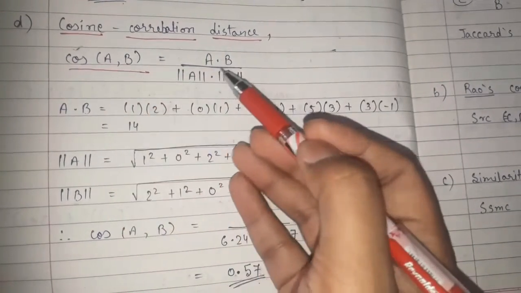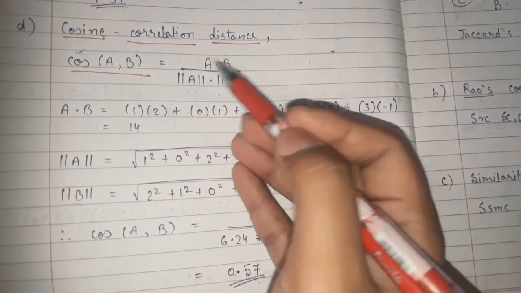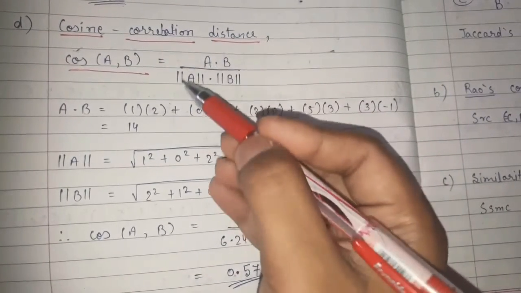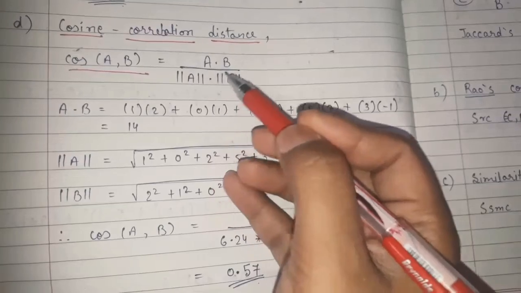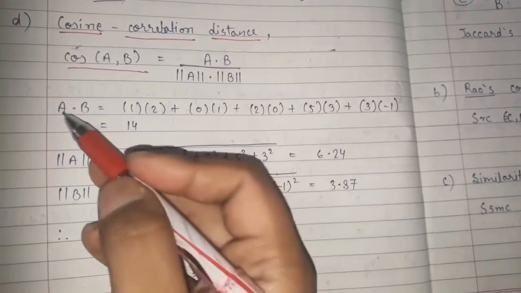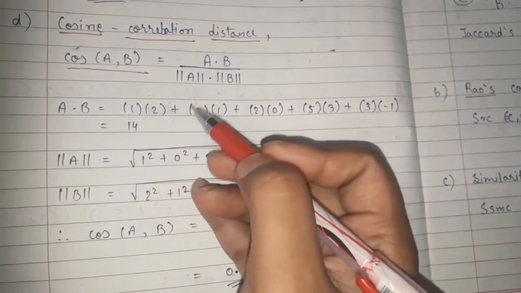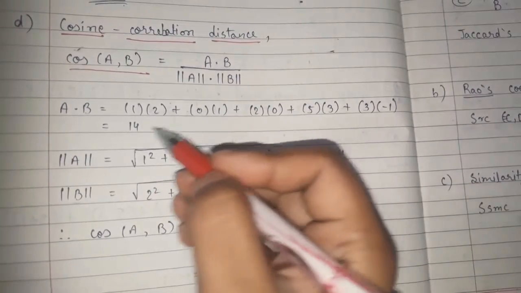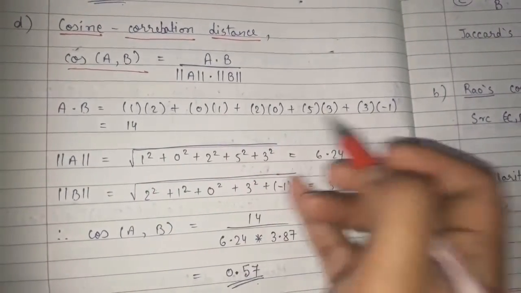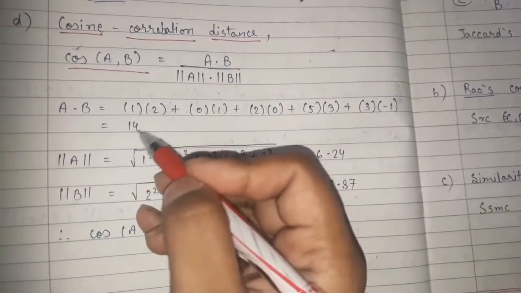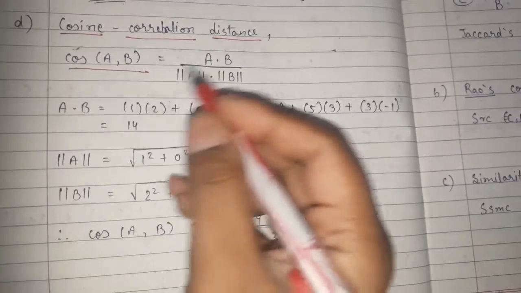Cos of AB is equal to A dot B. This is the dot product. A dot B means simple multiplication, divided by double modulus of A into double modulus of B. Now A dot B is simple multiplication. So what we will do is simply multiply the respective points of A and B and do their summation. So what will I get? I will get 14. So this 14 will be my numerator.